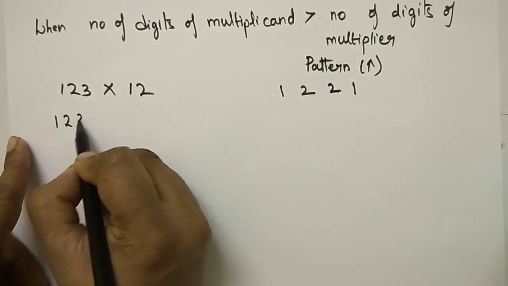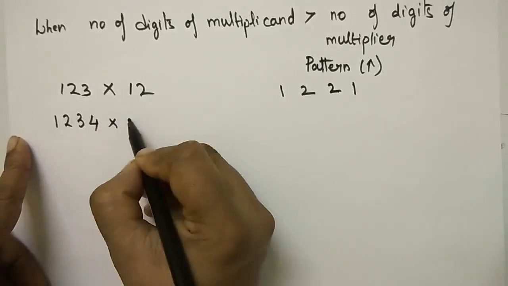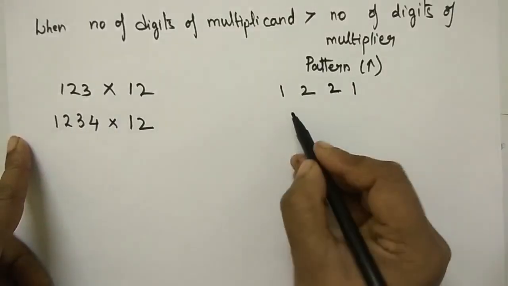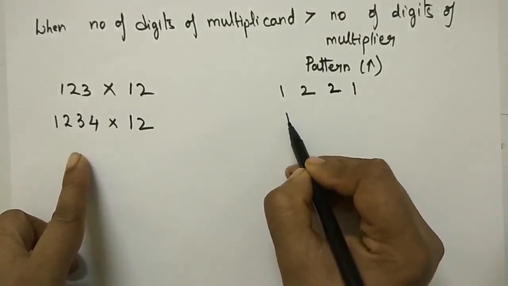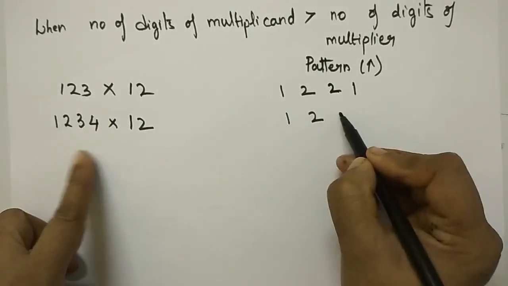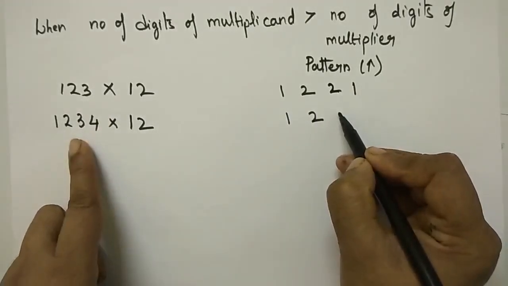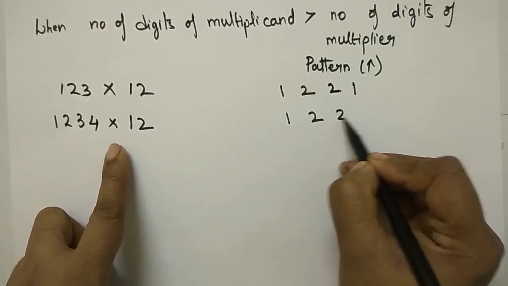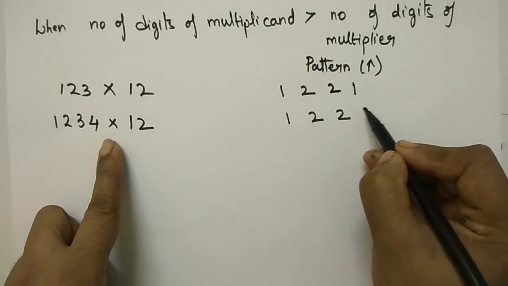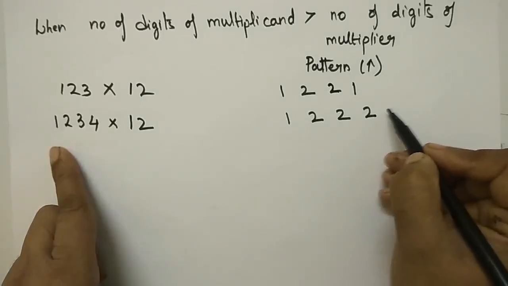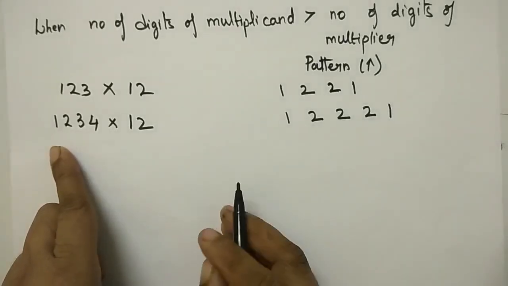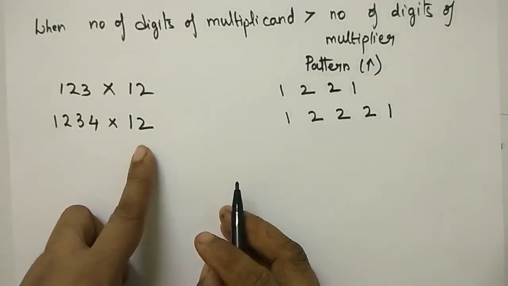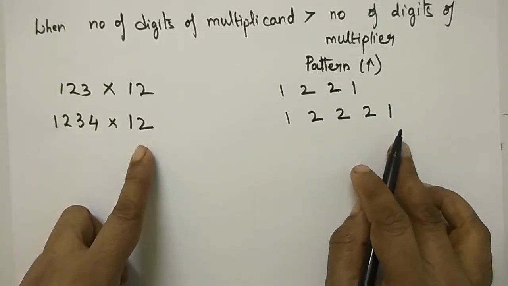If the multiplicand is of 4 digits and the multiplier is of 2 digits, then you have to write 1, 2, okay, here 2 digits and here 4 digits. Next number is 3, right? In place of 3 you have to write 2. In place of 4 again you have to write 2 and come back 1. Okay? Here 4 digits, here 2 digits. So I have written like this.